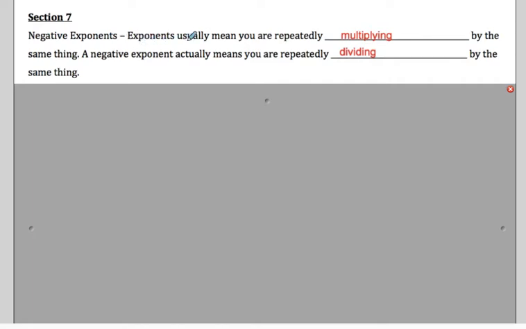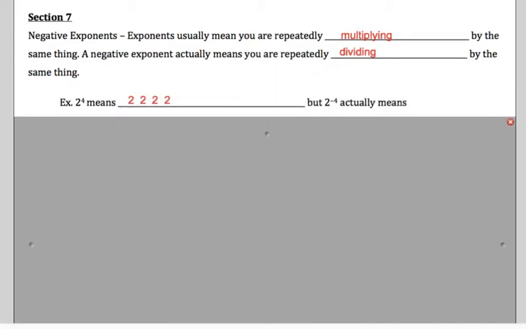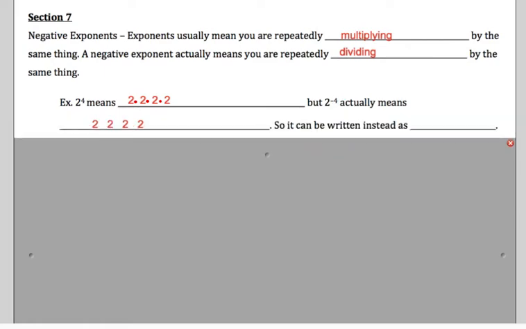Recall that exponents usually mean that you are repeatedly multiplying by the same thing. A negative exponent actually means you are repeatedly dividing by the same thing. So 2 to the 4th means that you are multiplying 2 times 2 times 2 times 2. So 2 times itself 4 times. But 2 to the negative 4th actually means that you are multiplying 1/2 times 1/2 times 1/2 times 1/2.